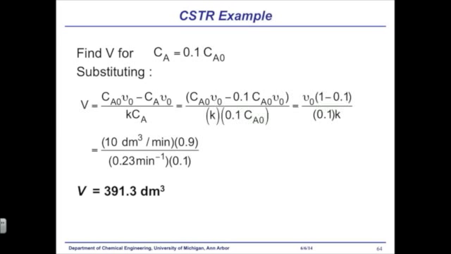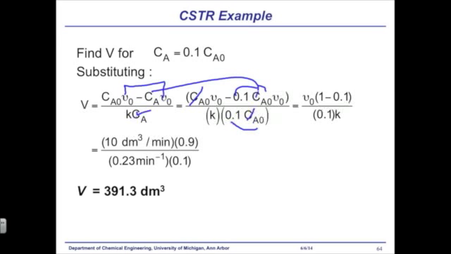We have now CA0 v0 minus CA times v0, because the volumetric flow rate is going to be constant. And also we have now that CA is 1/10 CA0. We're going to factor, and likewise here, the concentration of A is 1/10 CA0. So we're going to substitute for CA here and also here. And then when we do this, we're able to cancel CA0 in the numerator with CA0 in the denominator, which just leaves us v0, the volumetric flow rate, times 1 minus 0.1 over 0.1 k.